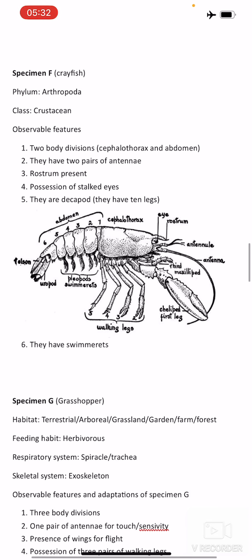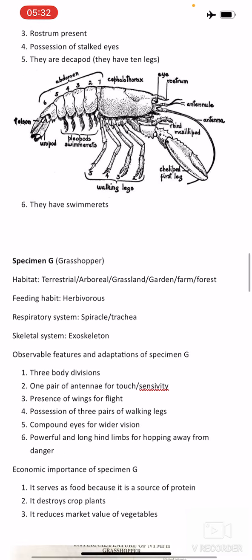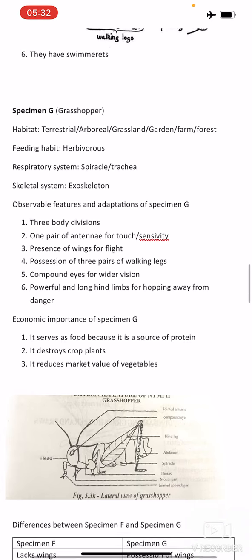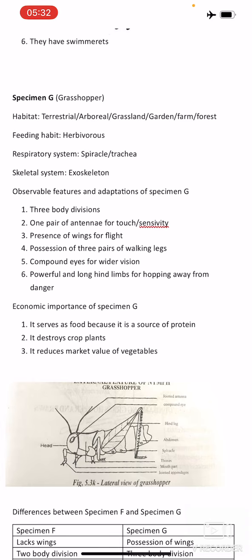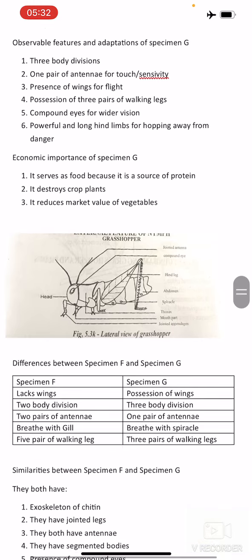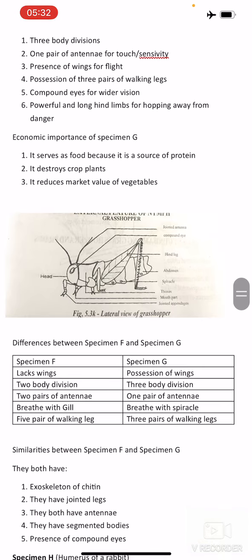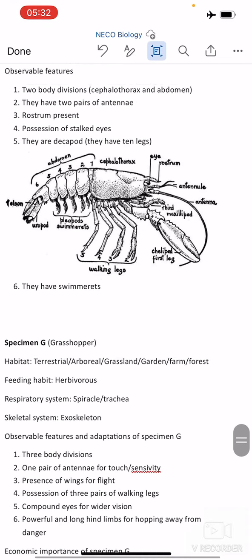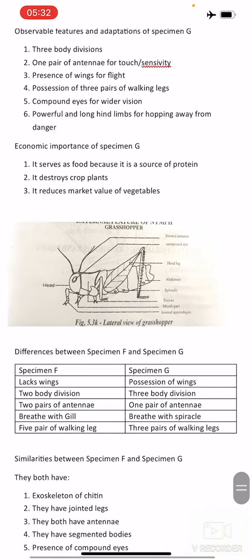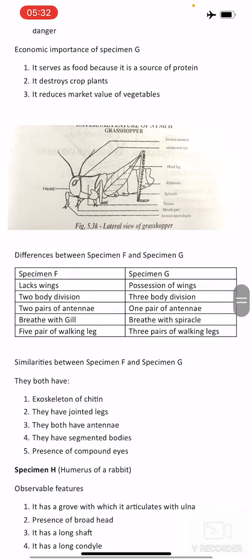So that's their characteristic. Specimen G, grasshopper, is also on the screen. You can look at it. The observable features, the economic importance, and then I made a tabular difference between specimen F and G. That's the difference between crayfish and grasshopper.